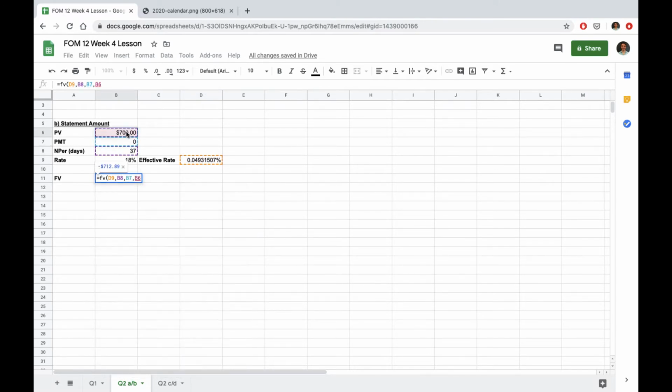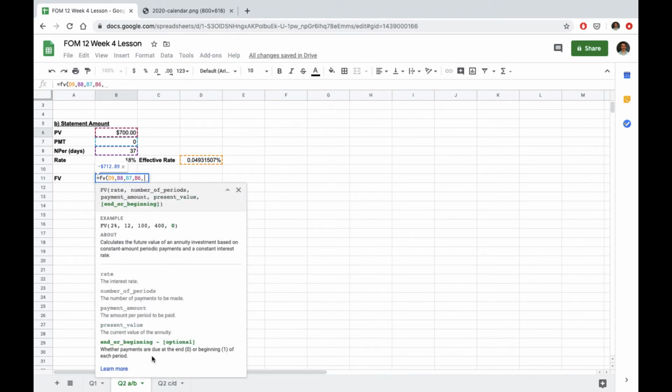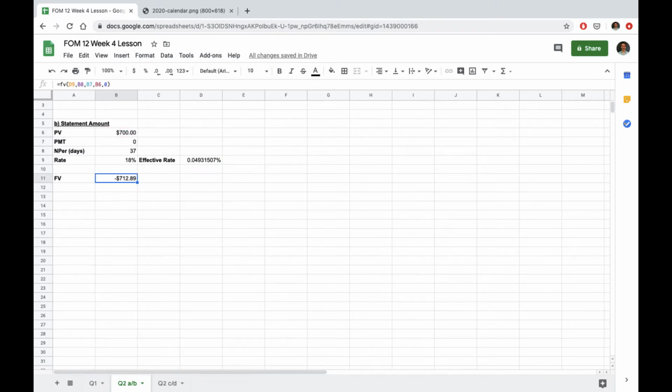value is $700. And since we're not making payments, it doesn't matter if we put in a 0 or a 1. Our payment is 0. This doesn't really matter. I'll just put a 0. And what we see when we hit enter is that Sally is going to owe $712.89. So only 1 day late, she gets charged an extra $13 for her bike.